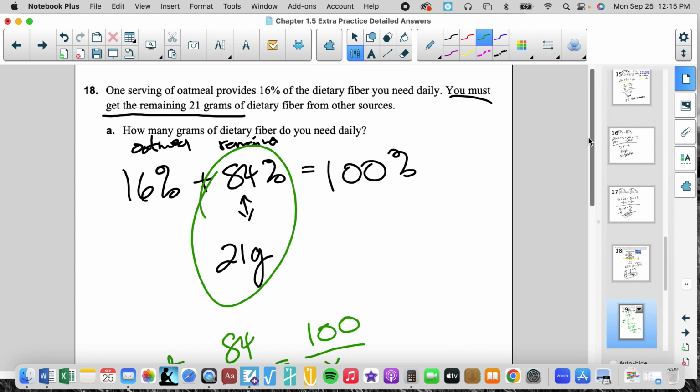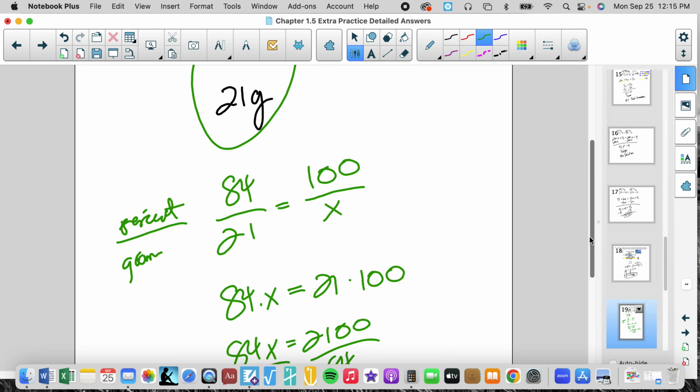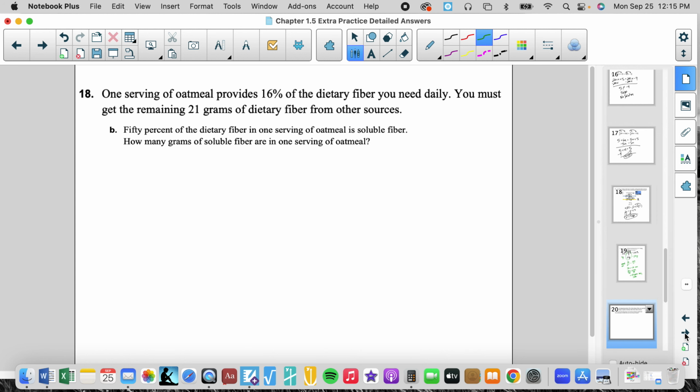Oh, that's 16%. Sorry. 25 minus 21 would be 4. So 16% is 4 grams. The oatmeal would provide 4 grams of fiber, plus the 21 equals the 25 total grams. Those are extra credit problems, or maybe the next one.